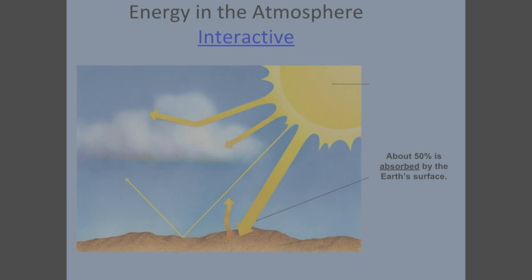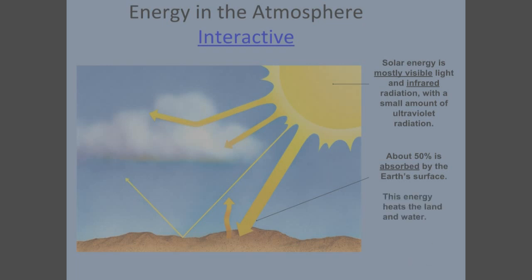About 50% of the energy that comes from the sun is absorbed by the Earth's surface. And you'll see that that's represented by the thick sun ray that comes down. Solar energy is mostly visible light and infrared radiation. It also has a small amount of ultraviolet radiation. This is the energy that heats the land and the water, both our infrared radiation and our visible light.